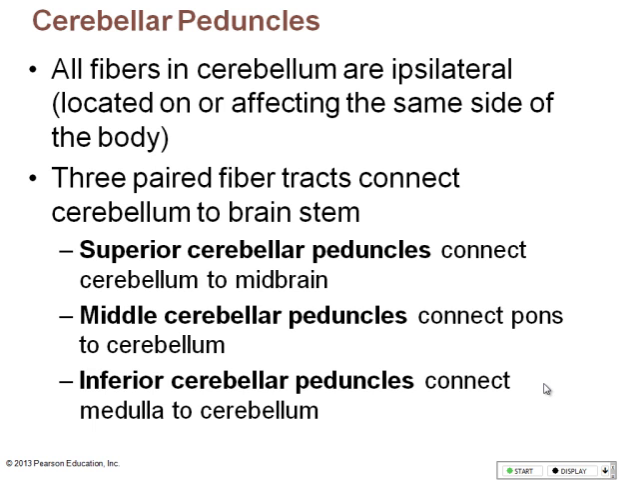So, all fibers in the cerebellum are ipsilateral. And that means what? Yeah, left controls left, right controls right. Okay, a little bit different than how the hemispheres were set up. So located on or affecting the same side of the body. 3 pairs of fiber tracts connecting the cerebellum to the brain stem we find here as well. Connections to midbrain, connections to pons, and connections to medulla. All of these are called peduncles.